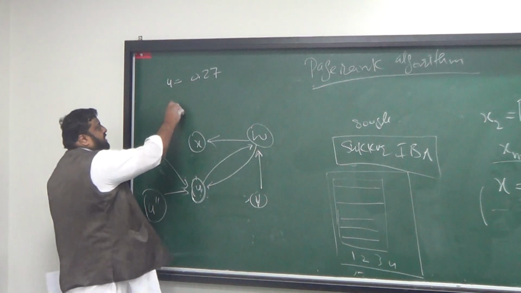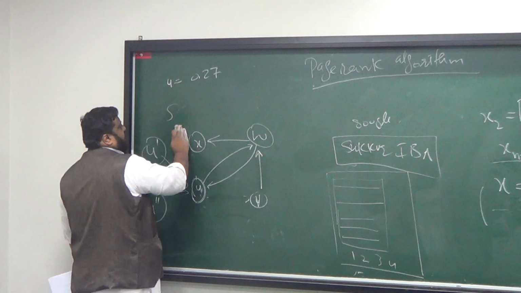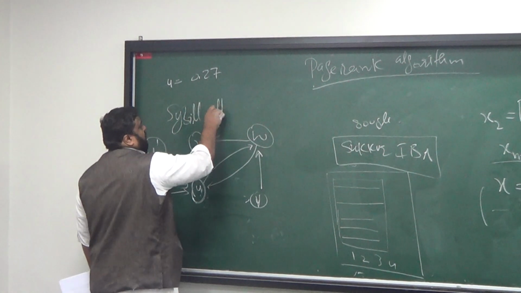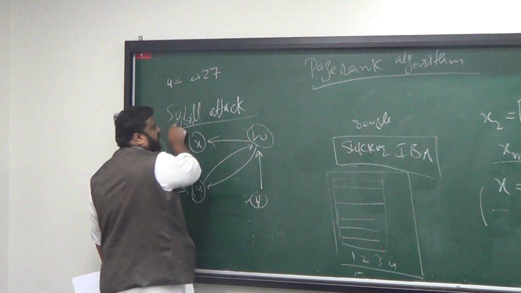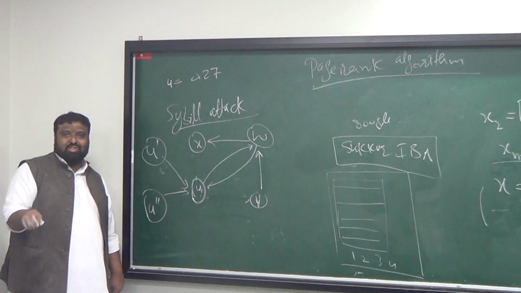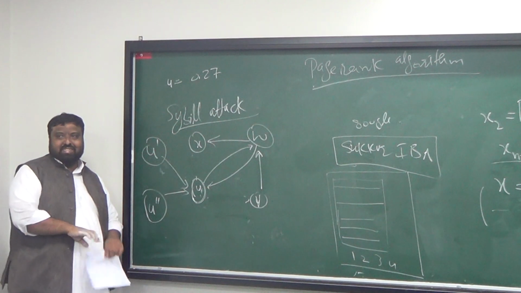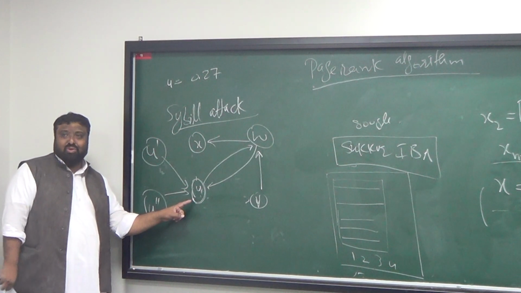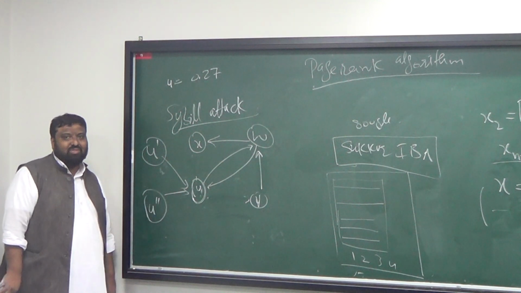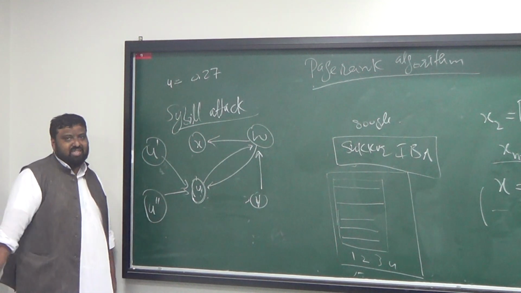So this kind of attack is called a Sybil attack. It's an attack on the algorithm. It's like fooling the algorithm. The algorithm will be fooled and is going to assign a higher rank to U, though U is not doing anything interesting.